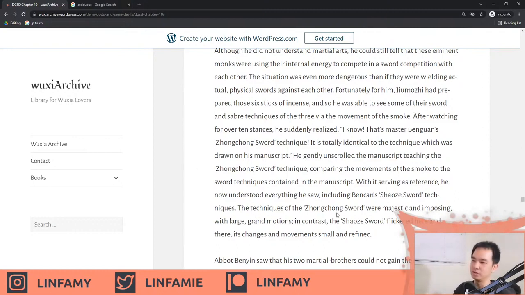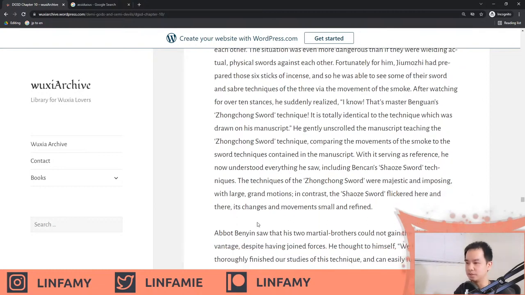The techniques of the Zhongchong sword were majestic and imposing, with large and grand motions. In contrast, the Shaozi sword flickered here and there, its changes and movements small and refined. So it looks like Duan Yu is really learning these techniques.